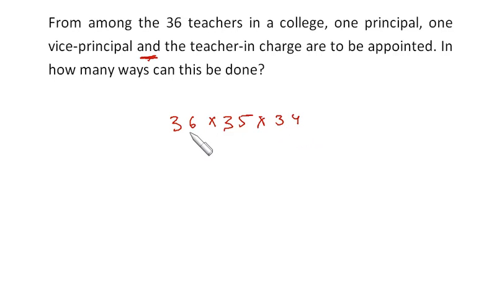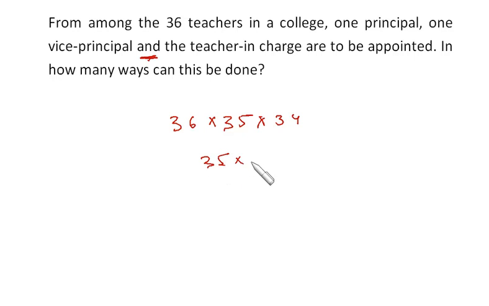Now this has to happen and this has to happen and this has to happen. That means all the three events are to happen. That means one principal and one vice principal and one teacher in charge. So 36 into 35 into 34, that is your answer. You can multiply. I just concentrate on the concept. So this is your answer.